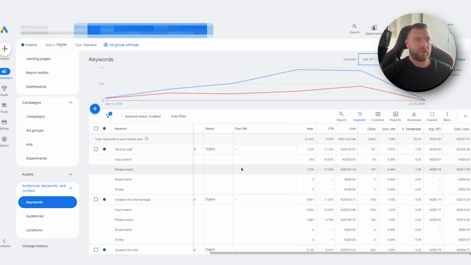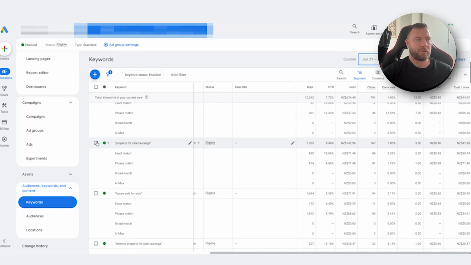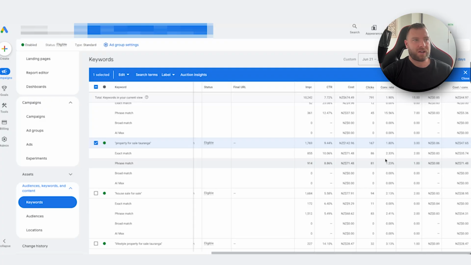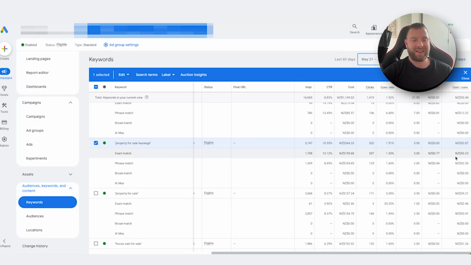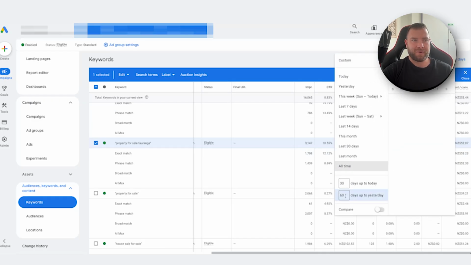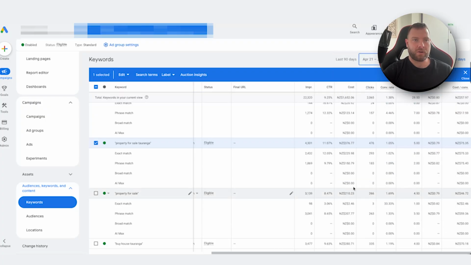For example, if you look at the property sale Tauranga, you'll see that over the last 30 days, the phrase match has generated 71, whereas the exact version has generated cost per lead at 35. However, as we expand this timeline, we'll see that gap slowly and surely closes up. So when you're making decisions, always check on a long time period.